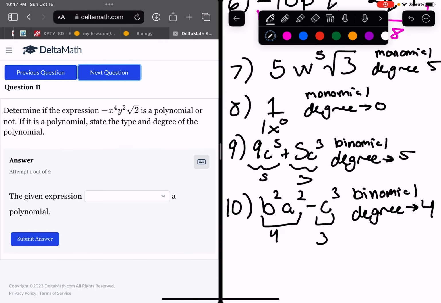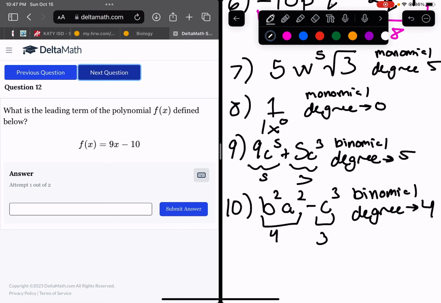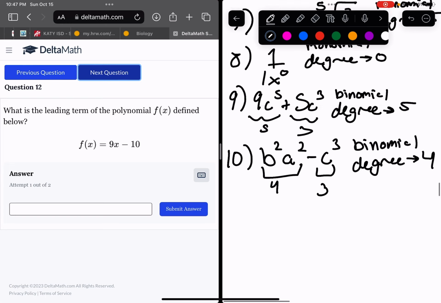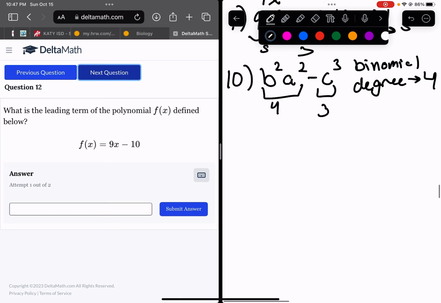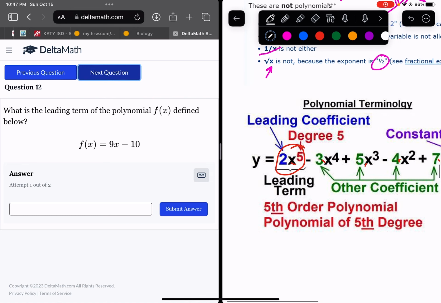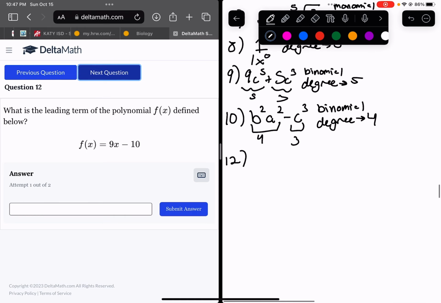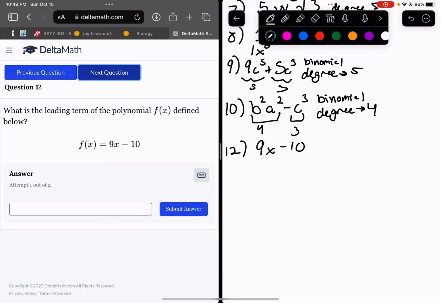All right, let's see. I feel like we're doing pretty good on this. All right, so let's go ahead and do some of the kind of more vocabulary-based stuff here. All right, so we're going to skip ahead to question 12. So here it says, what is the leading term of the polynomial? So if we go back to our notes, okay, the leading term is the term with the highest power, okay? So if we have this, our leading term is going to be 9x. All right, it's the whole thing.